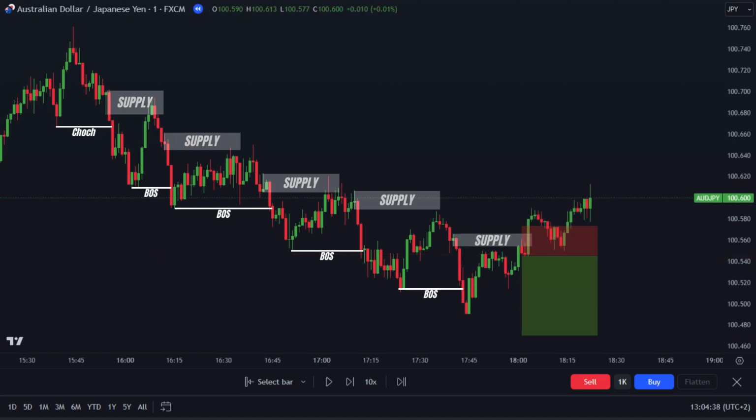However, our risk management strategy pays off, as we've avoided significant capital loss by risking less on this trade, given the decreased reliability of the supply zone further along the downtrend.